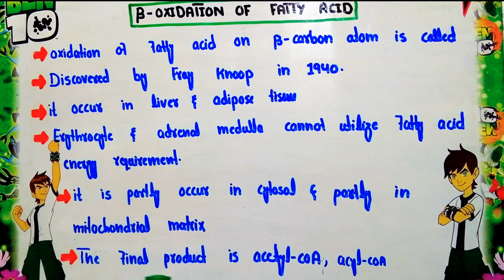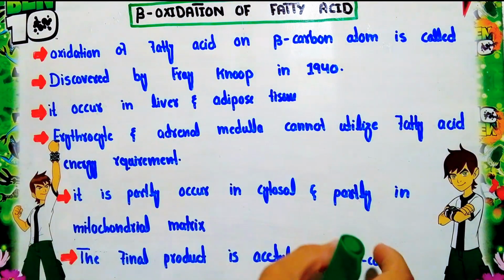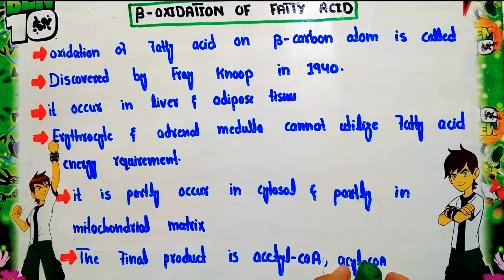So the final products of this beta oxidation of fatty acid are acetyl coenzyme A and acyl coenzyme A. These two products are formed as a result of the beta oxidation of fatty acids. Now this acyl coenzyme A enters the beta oxidation of fatty acid again, while acetyl coenzyme A is actually a two carbon compound.